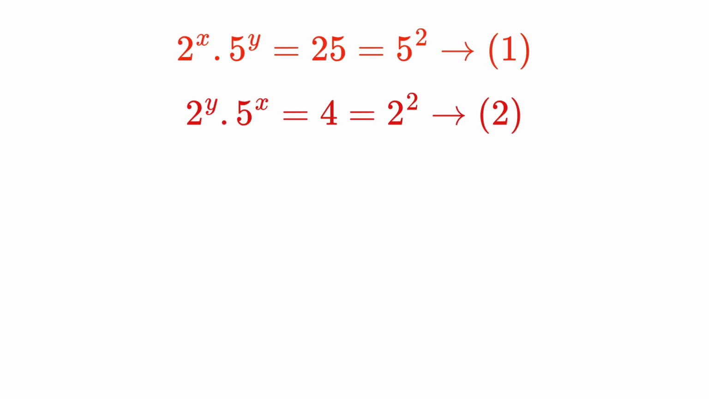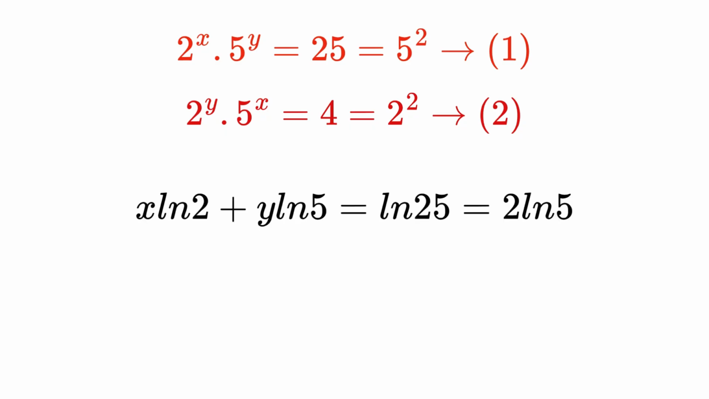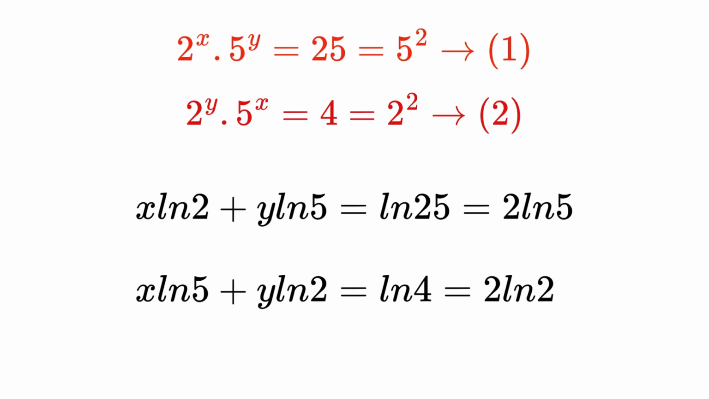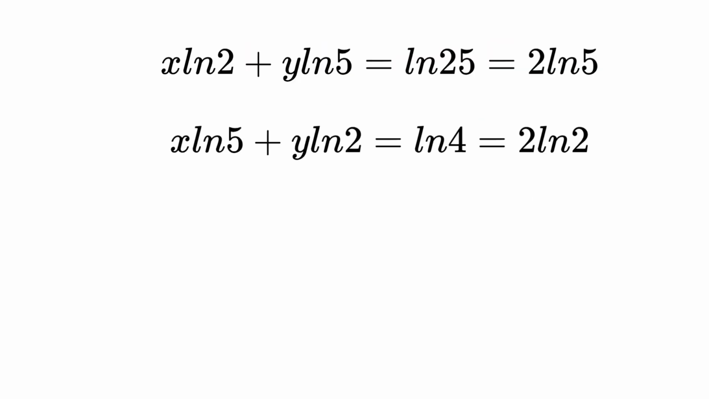First, let's rewrite the numbers on the right as powers of primes. 25 is 5 squared, and 4 is 2 squared. Now, we take the natural logarithm of both sides. This gives x times ln 2 plus y times ln 5 equals 2 times ln 5. The second equation becomes x times ln 5 plus y times ln 2 equals 2 times ln 2.